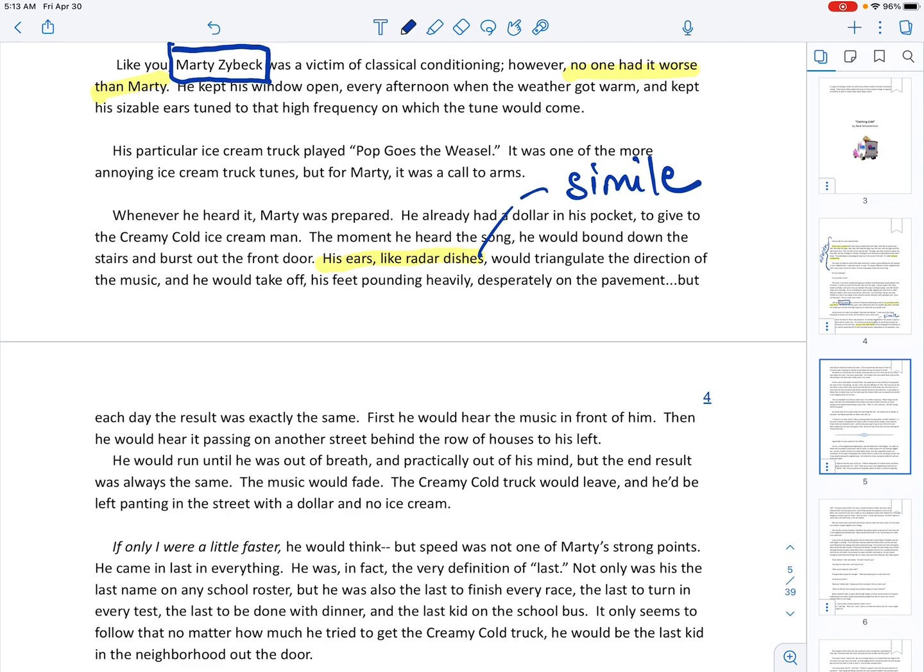Ultimately, we have a little bit of hyperbole or exaggeration down here where it says that he almost was practically out of his mind. That's what it is. Okay. So, will he really lose his sanity if he doesn't get ice cream? Probably not. But that exaggeration kind of lets us know how he feels about it.